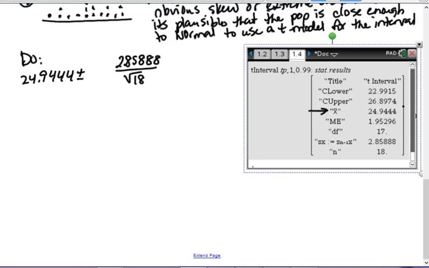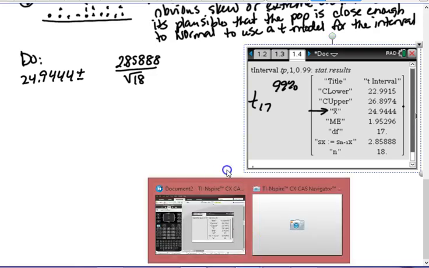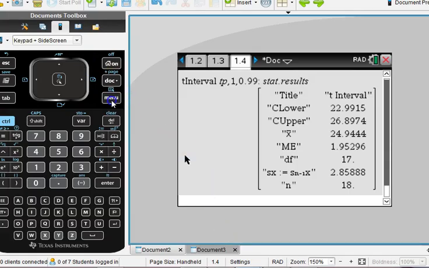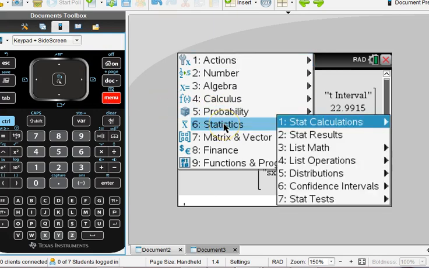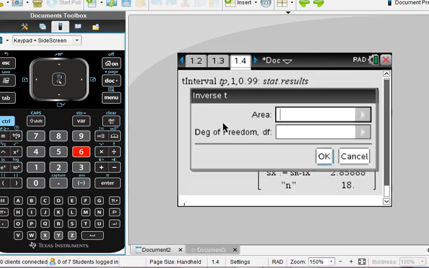Now I need to have the t critical value for 99% confidence interval for 17 degrees of freedom. So t sub 17 at a 99% confidence. I can do that on the chart. So we can do that on a chart, but let's just remind you how to do it on the calculator because we haven't done that for a while. So on the calculator, I would do menu, statistics, distributions, inverse t, number 6, put in the area under the curve for 99% confidence interval would be 0.995.